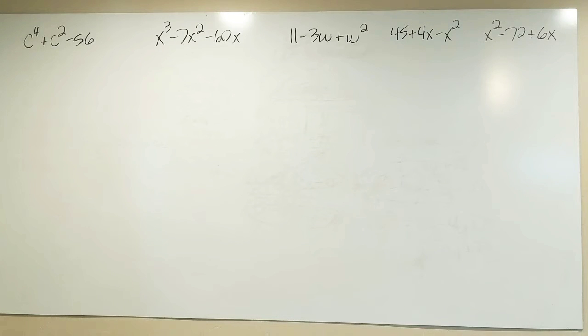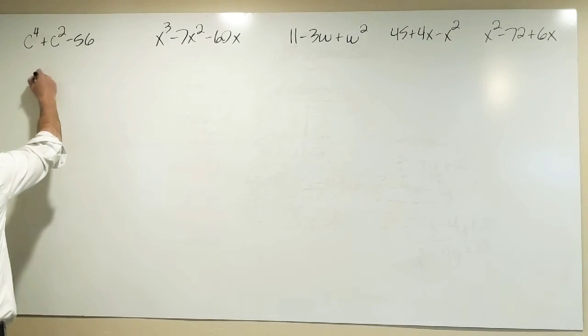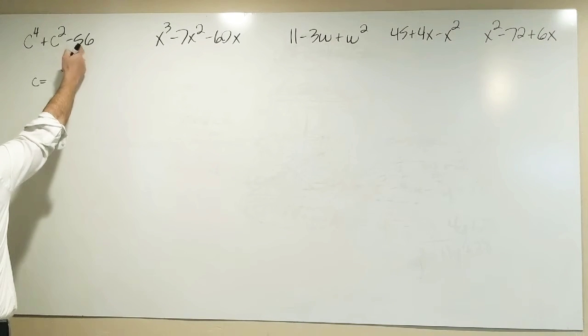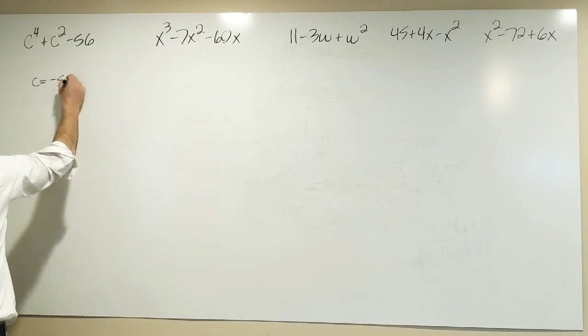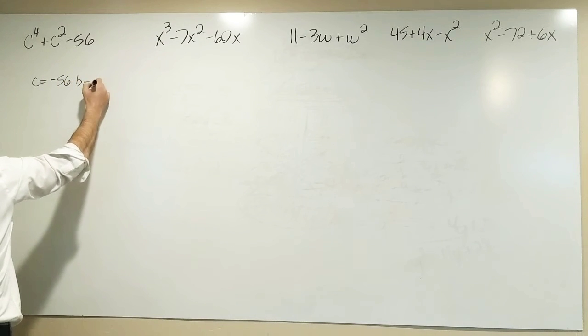We check for a common factor. There's not one. We cannot factor by grouping. It is in descending order, but some people are like, well, there wasn't a square term in there. That's okay. C equals, not c the variable, but c the coefficient equals negative 56, and b equals 1.